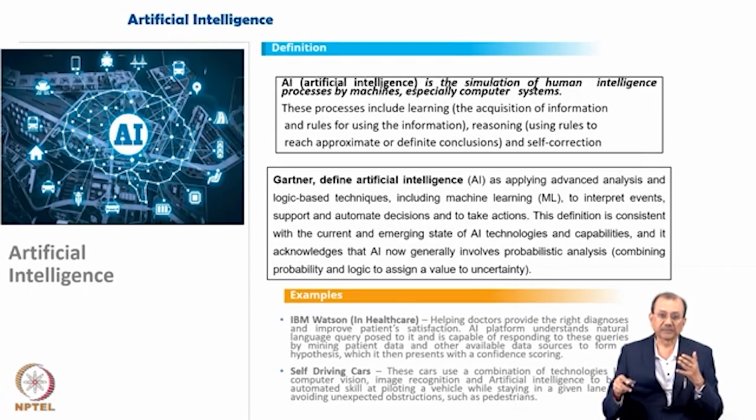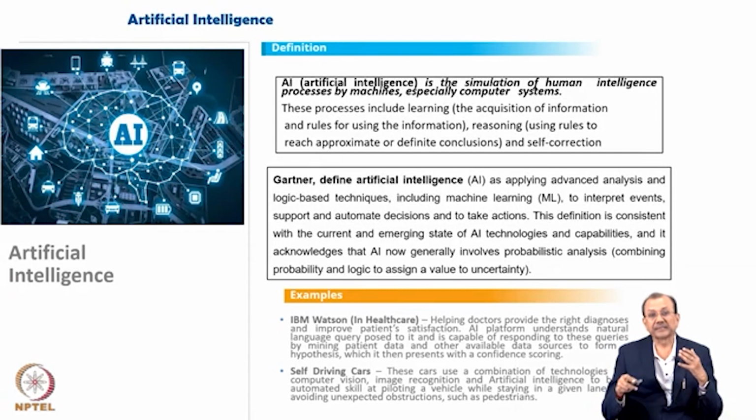It is going to change the way we live, the way we do the work, the way industry functions. So let us try to learn some basic definition of artificial intelligence. It is a simulation of human intelligence processed by machines, especially computer systems. So this is one technology which simulates human intelligence, the way we think. Human intelligence is quite different from computer intelligence.